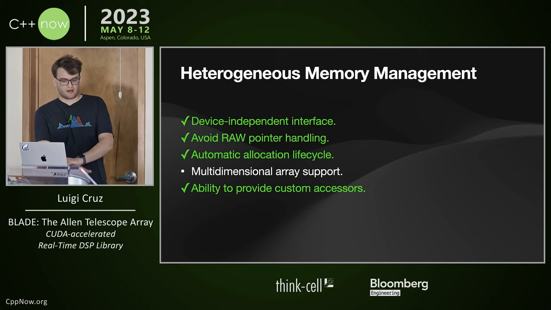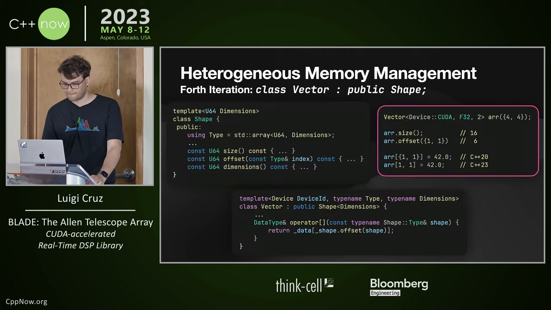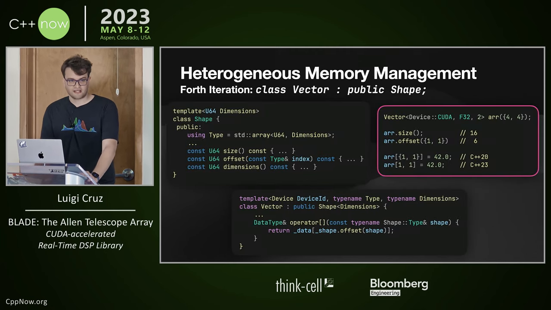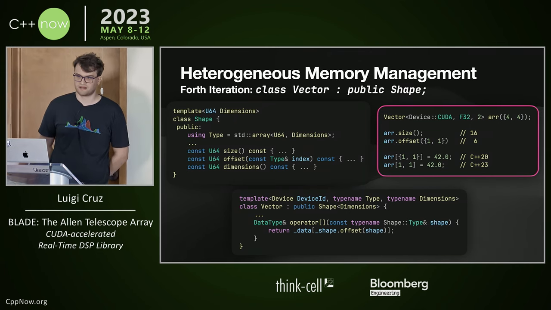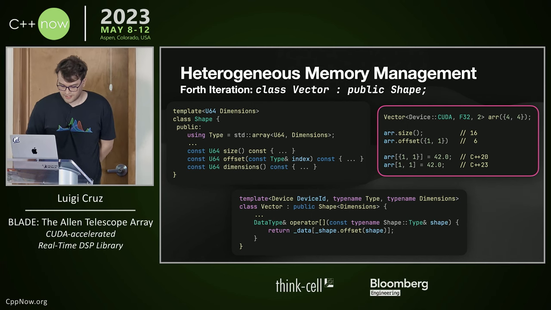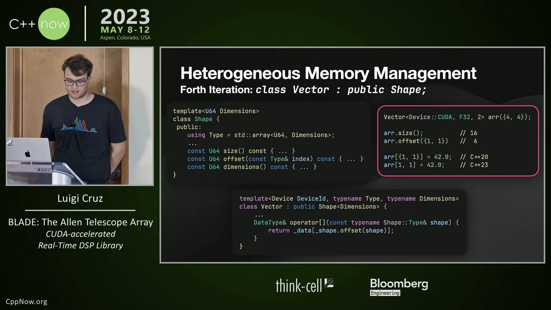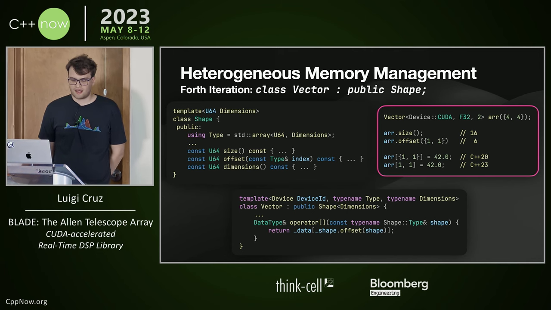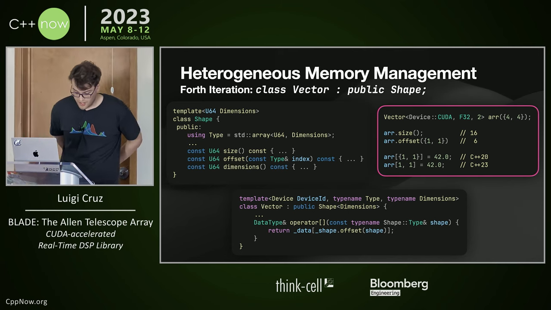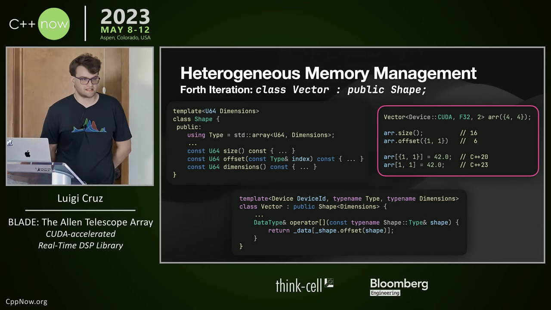So going great, we got device-independent code and a CUDA improvement there. But our data often has multiple dimensions because we are here working with multiple antennas, multiple beams, multiple sources. So to abstract some logic from the user, we added a new class to the vector called shape. So this is kind of like mdspan again, and the class shape will hold each dimension depth, as well as providing arithmetic to access each element.